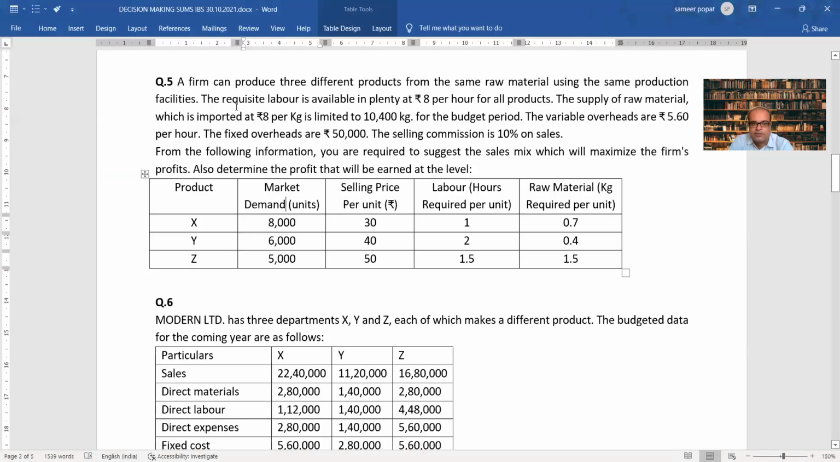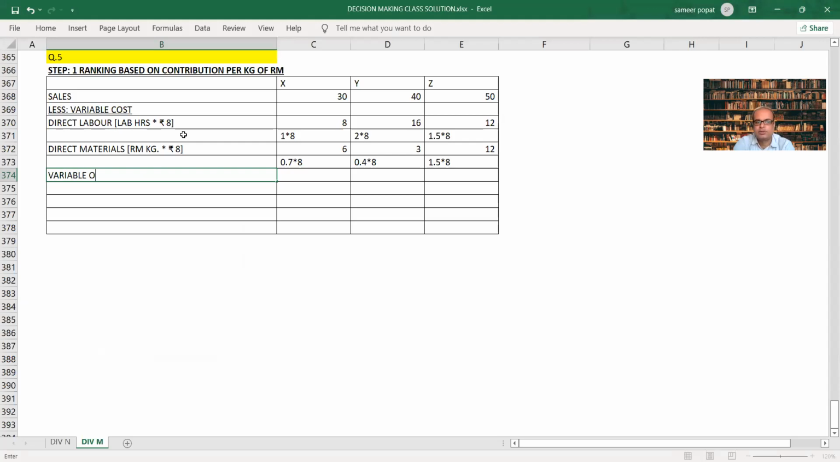Now see in the paragraph, the requisite labor is available in plenty at 8 per hour for all the products. Supply of raw material which is imported at rupees 8 per kg is limited to 10,400 kg for the budget period. All these costs are already considered. The variable overhead is rupees 5.6 per hour. Your number of hours are given, and variable overhead is rupees 5.6 per hour. So that is another variable cost.